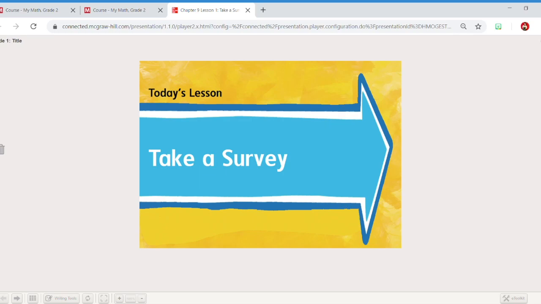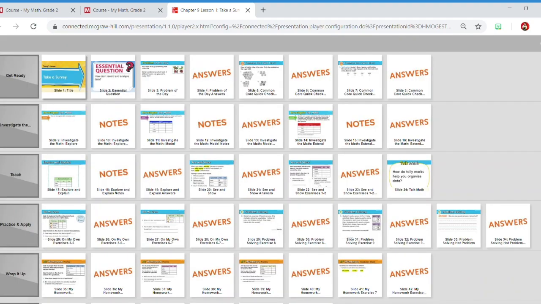Everyone, and welcome to our lesson on taking a survey. A survey is a way of collecting information, also known as data. So you're going to hear me use the word data a lot, and that just means information, because we're jumping into our whole unit about data and graphs, how to make graphs, and how to understand them. So now let's go ahead and jump on into our lesson.